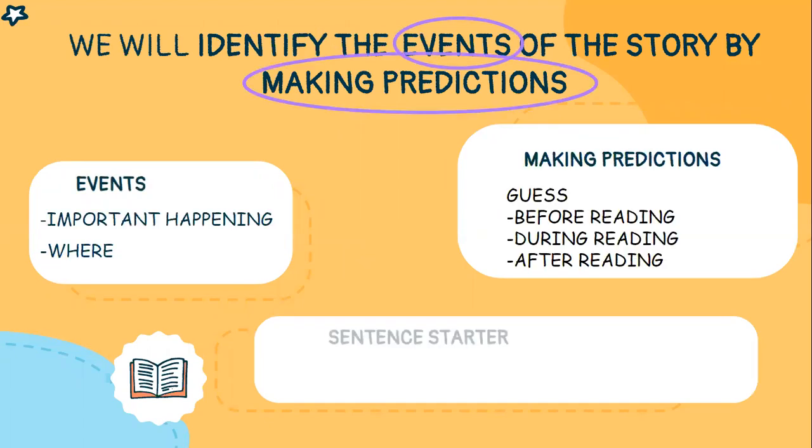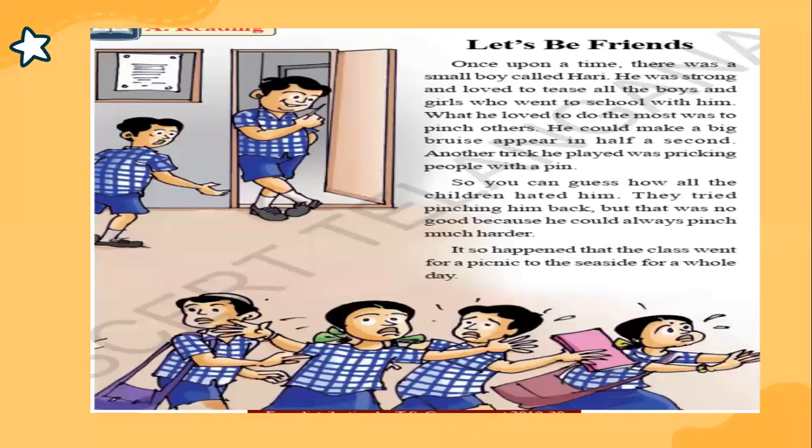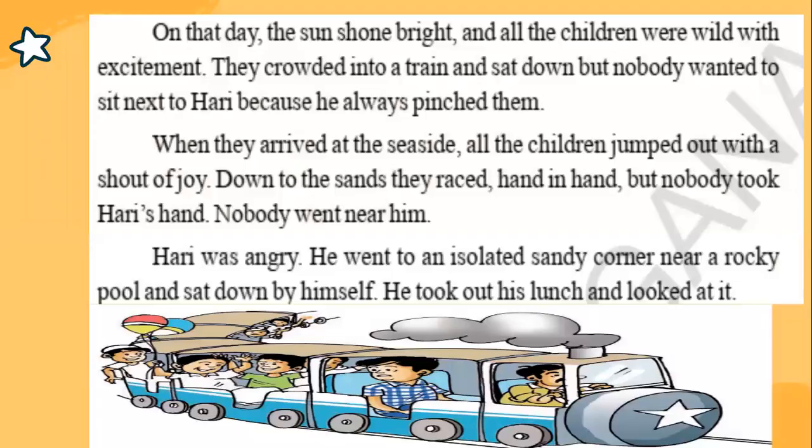Great, warriors. We have already revised it. Now let us quickly revise the story and summarize what happened. Harry is a very naughty boy, and he always loves to pinch and hurt others. Other students used to get scared of Harry. We have already seen this figure, and we answered some questions and made some predictions.